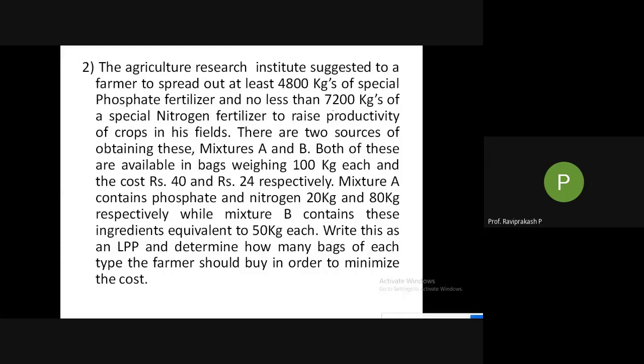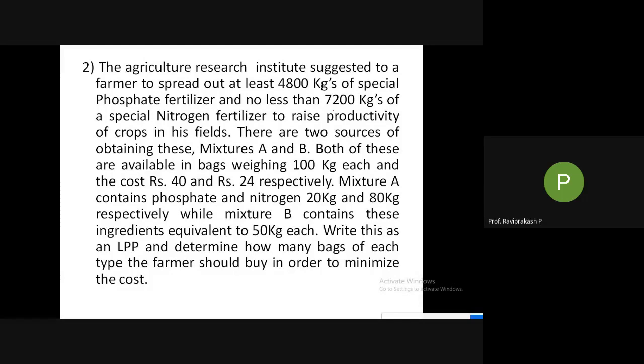Mixture A contains phosphate and nitrogen, 20 kg and 80 kg respectively, while mixture B contains these ingredients equivalent to 50 kg each. Full stop.